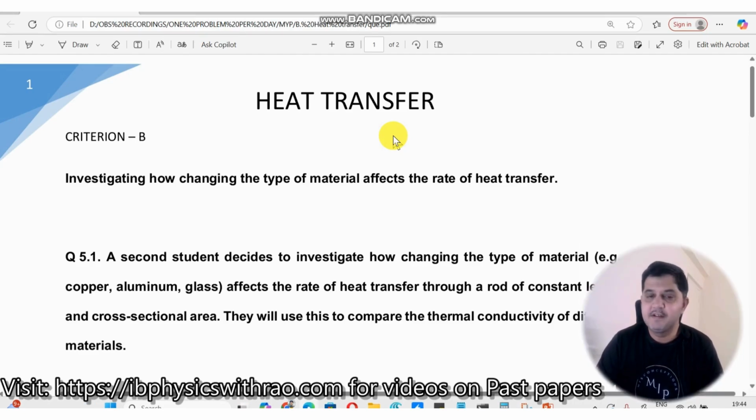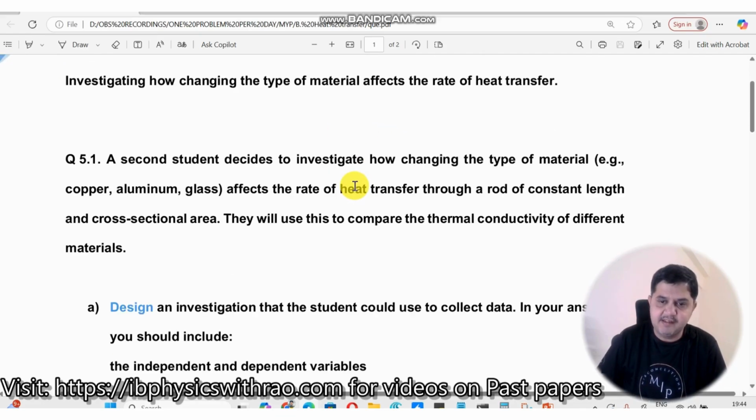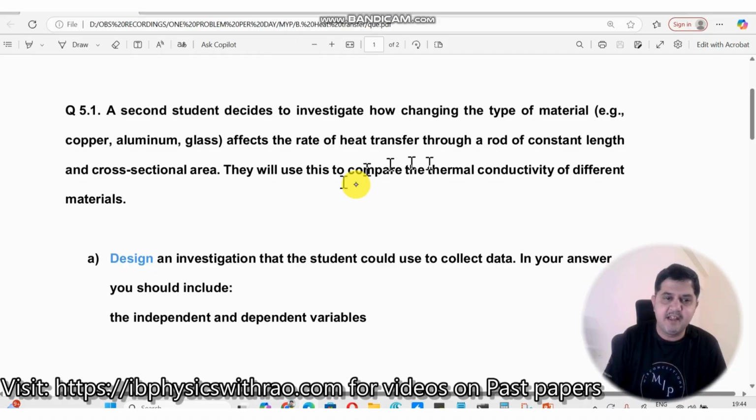Okay, good morning. Welcome to the second question for today, which is on criterion B. The question reads like this: a second student decides to investigate how changing the type of material, like copper, aluminium, glass, affects the rate of heat transfer to a rod of constant length.